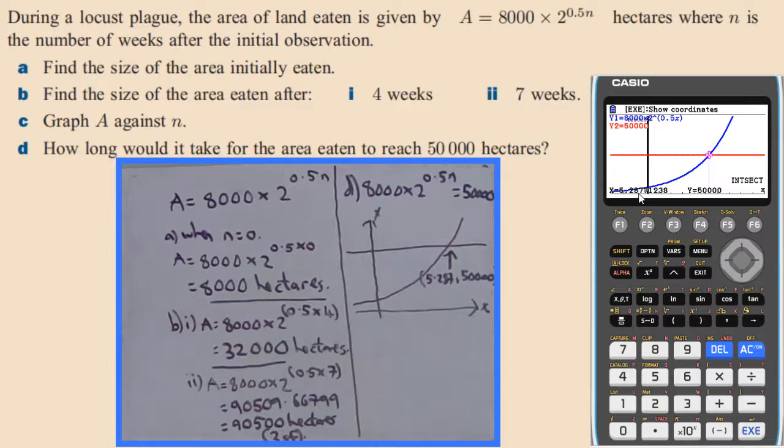So the question is, how long would it take for the area eaten to be 50,000 hectares? It doesn't ask for a degree of accuracy, so you should assume it wants 3 significant figures. So I'm going to say it takes 5 point, well, 1, 2, 3. The 8 is the third significant figure. The 7 will make the 8 round up. So 5.29 weeks. It doesn't ask us to try and convert this into hours or anything like that. If it did, that would be a bit tricky, but hopefully you'd have half an idea of how to do it. But I'm just going to leave it like that.